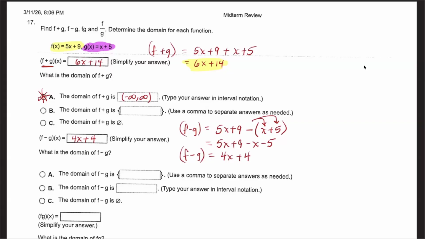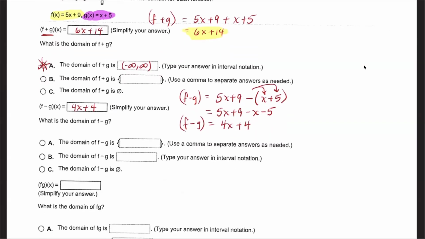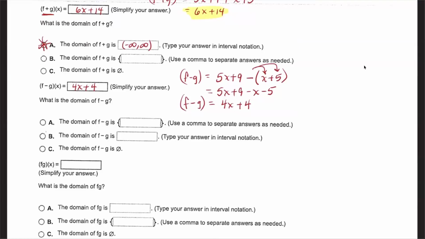But again, the domain for this function is going to be negative to positive infinity because this 4x plus 4 is a polynomial as well. So in interval notation, I'm going to check off B. It's going to be from negative to positive infinity.